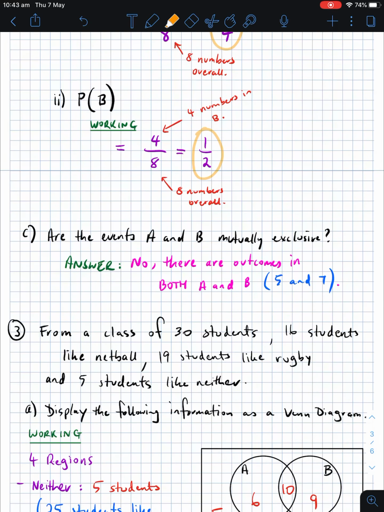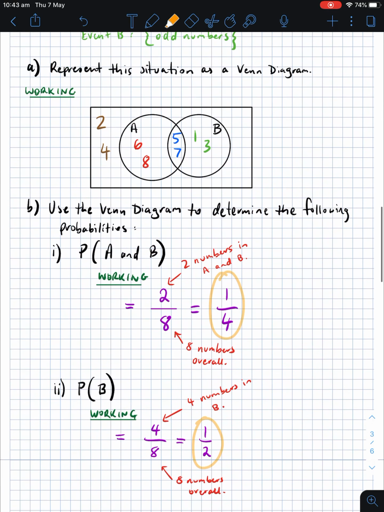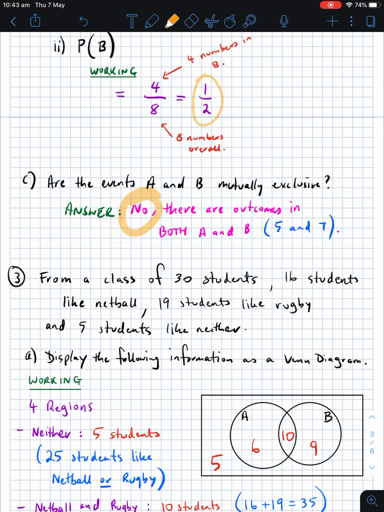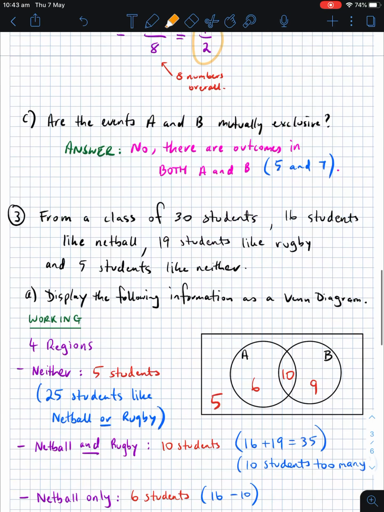Question C, are the events A and B mutually exclusive? So that means, mutually exclusive means that A and B can't occur at the same time. However, if we look at our diagram, they can occur at the same time. If you pick 5 or 7, you've got A and B at the same time. So there is stuff in the overlapping section. So the answer is no. There are outcomes in both A and B. 5 and 7 mean that they're not mutually exclusive. Mutually exclusive means that there can't be any overlap.